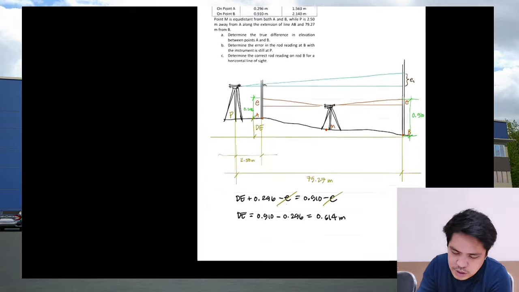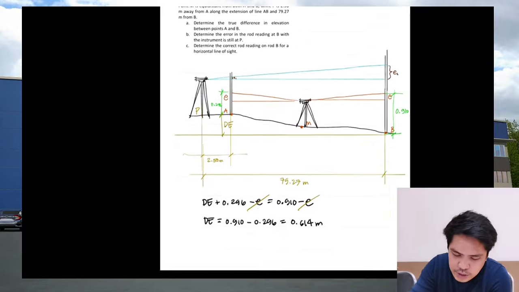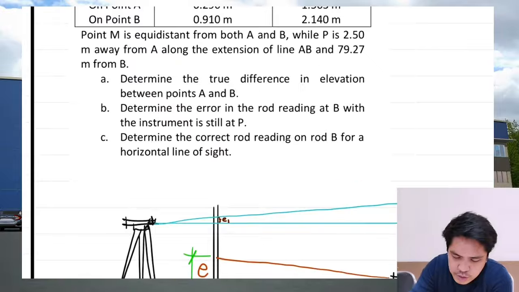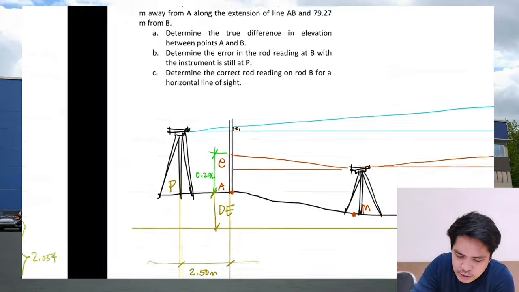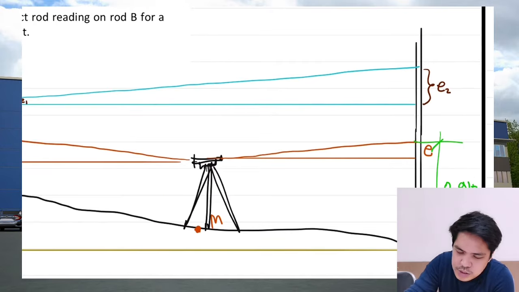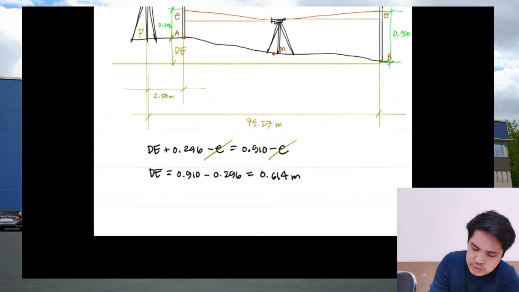Okay, let us check. Okay, next question is determine the error in the rod reading at B with the instrument still set up at P. Okay, rod reading at B. So that would be this rod reading. Or how about, or I mean this error, how about if we'll just solve both na lang, E1 and E2. Okay, so let's solve that.